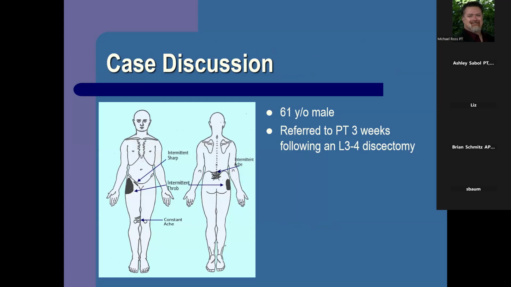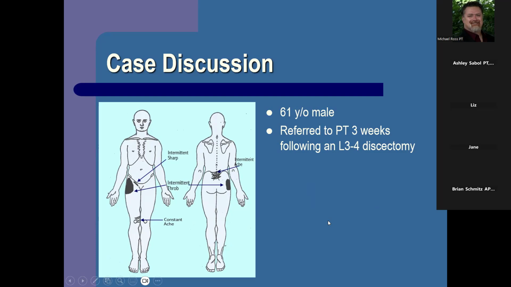This is a 61-year-old male. He's referred to PT 3 weeks following an L3-4 discectomy. If you look at his body diagram, it's a little bit complex. He has low back pain, an intermittent ache that comes and goes. At his right hip, he has pain in the groin region that's intermittent and sharp. Then he has a lateral component that's intermittent throbbing and wraps around a little to the posterior hip. His worst pain, though, is a constant low-grade ache along the medial aspect of his right knee. That's the one that bothers him the most.